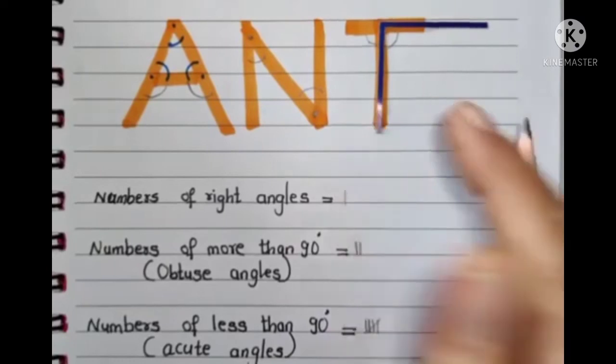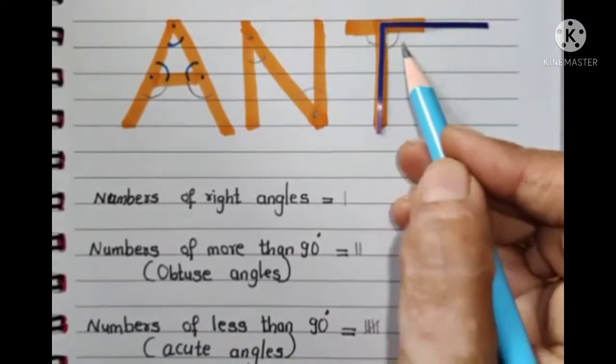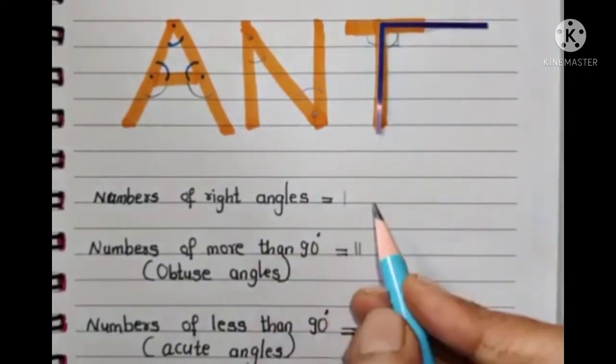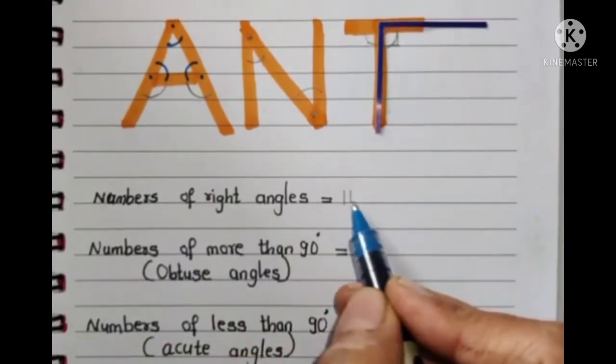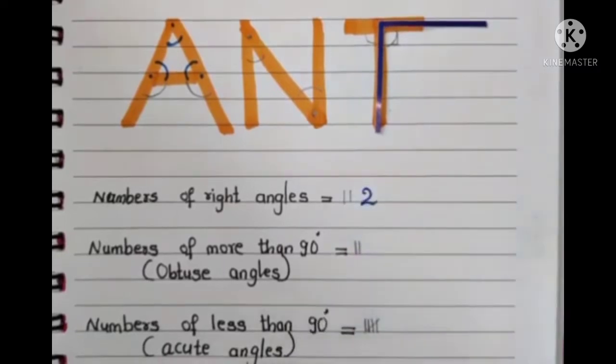Could you see both the arms, orange, are being overlapped by blue? That means this angle is also 90. Correct? And we got here one more line. So let us now write the answer. In the word aunt, the number of right angles, how many lines do we have? 2. So we will write 2.